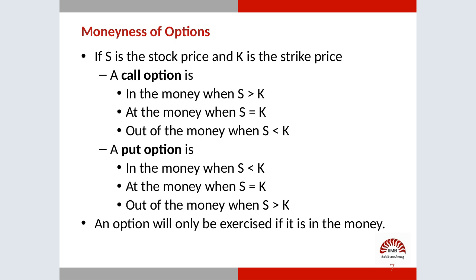K is the strike price, as I have written up there. S is the stock price, and therefore I have given you the exact framework for when the option is in the money, out of the money, and at the money. And as I'm repeating, you can see that the at the money level is the same on both sides. The in the money and out of the money conditions are exactly opposite to each other.